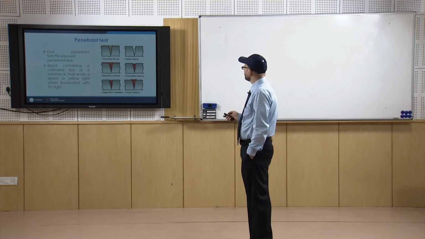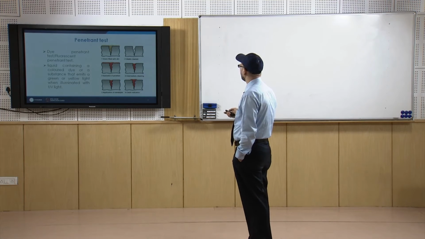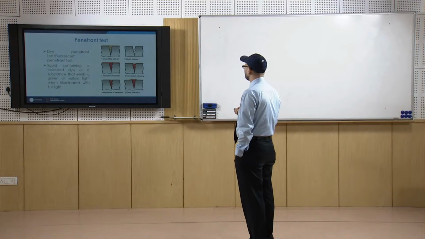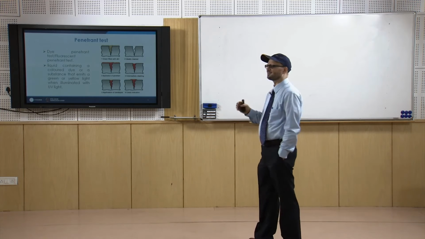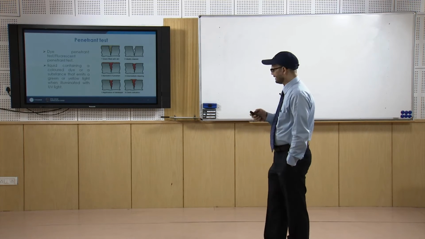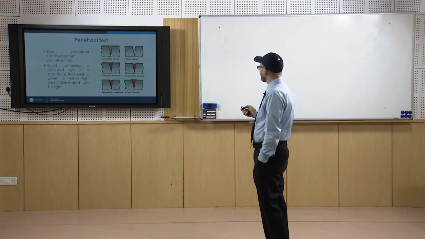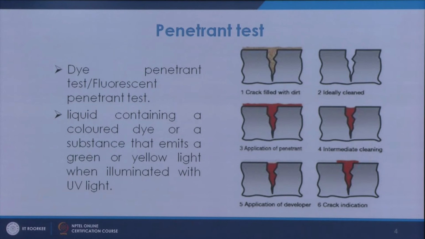Here the surface is basically with dirt. So, the first stage is that you clean it and then you apply this penetrant, and then you remove the penetrant from the surface, but the penetrant which has gone into the crack still remains there. So, with the red color you can see that the penetrant is still there, but from the surface you are thoroughly cleaning it, and as we discussed, because of the very low value of surface tension and viscosity, the penetrant goes into the crack.